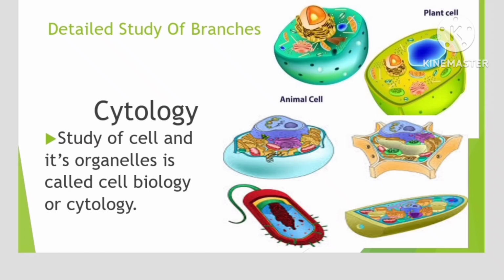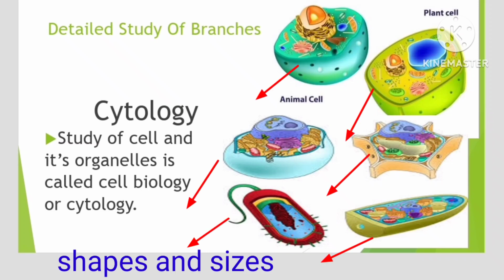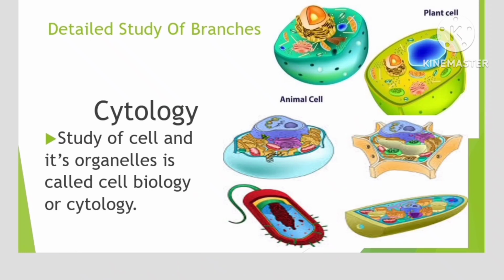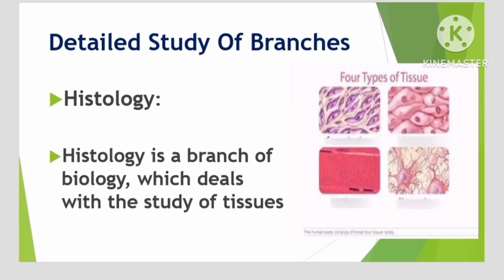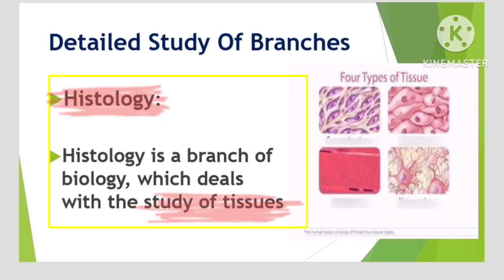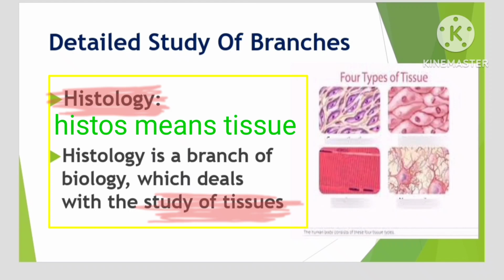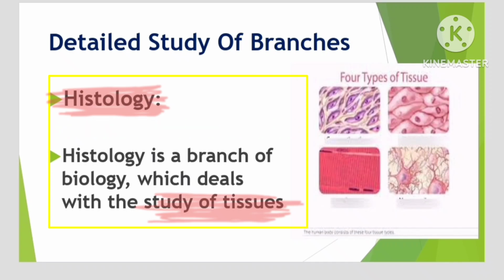Now cells are of different shapes and sizes. Some are rectangular, some are oval, some are circular, some are square. So there are different shapes and sizes of cells. Our next branch is called histology. Histos is derived from a Greek word which means tissue. Histology is a branch of biology which deals with the study of tissue.